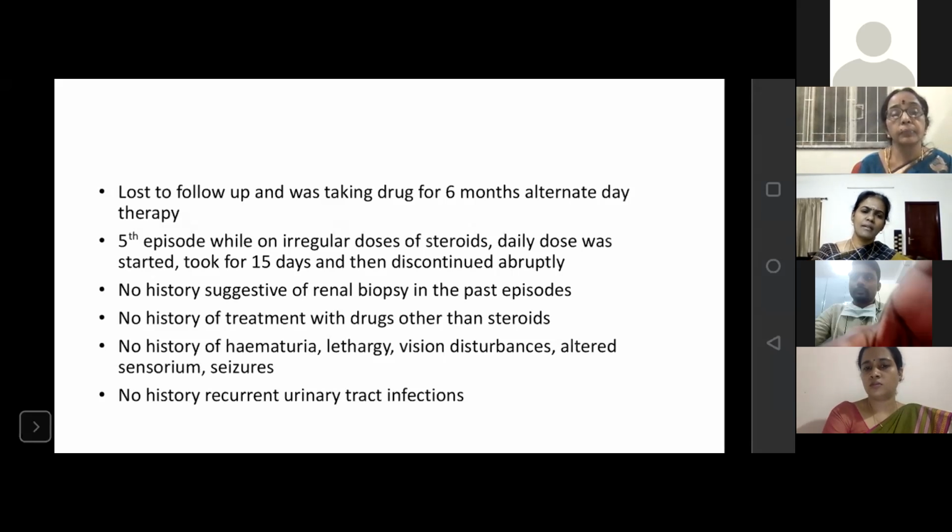There was no history of hematuria or lethargy, decreased activities, vision disturbances, altered sensorium, or seizures in the past 1.5 years during which the child has had this illness. There was no history suggestive of recurrent urinary tract infections, no cultures done, or no proven urinary tract infections in this past 1.5 years of illness.